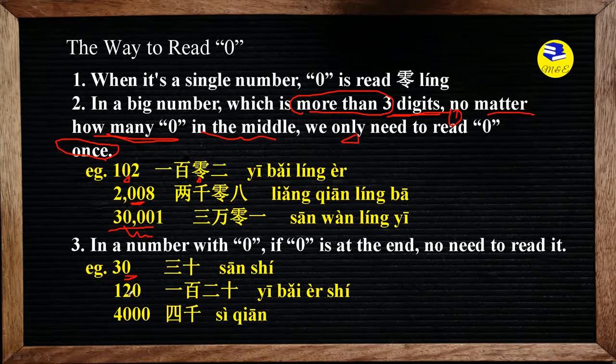And here, 120. We should say 120. We will not say 120 with the zero read out. No, we don't say like this, right? Why? Because 0 is at the end and we never need to read it. Okay? The last one, 4,000. The same, right? 0 at the end, so we just need to say 4,000. Very good. So these are the 3 points of the way to read 0. You must remember them very well, okay?